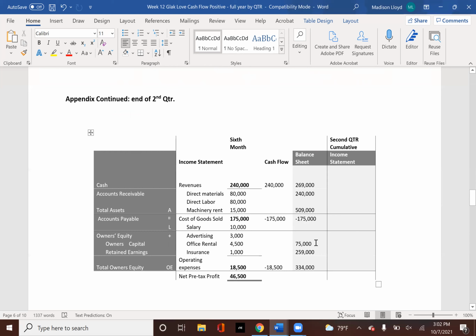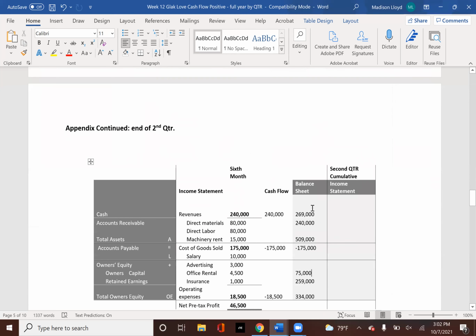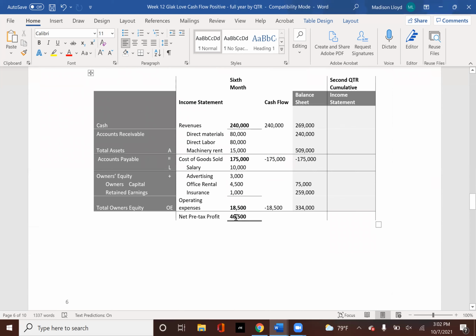Owner's capital, $75,000. Your retained earnings, you're going to add your $212,500 from last month, your retained earnings right here, plus your new profit for this month, $46,500, to get your total retained earnings of $259,000. Add your owner's capital plus your retained earnings, total owner's equity of $334,000.